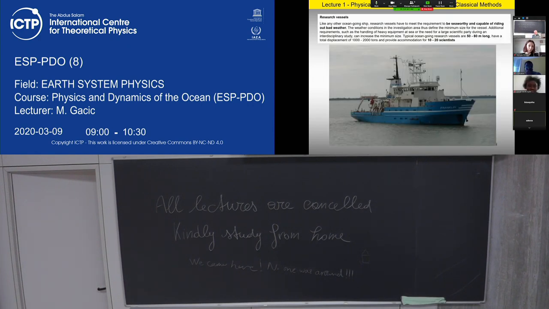Now let's first talk about the research vessel. This is one of the research vessels. These are ocean-going ships. So that means they have a specific use to do the oceanographic measurements. They are seaworthy and capable of riding out bad weather, because they should work in very difficult meteorological and sea conditions.